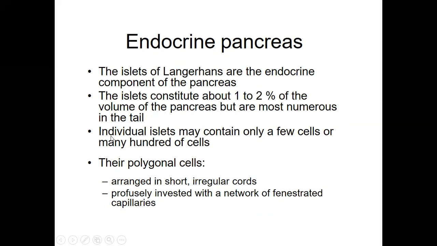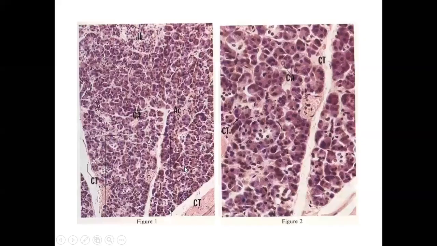The individual islet may contain only a few cells or may contain hundreds of cells. Their shape is polygonal, meaning they have multiple sides. They are arranged in short irregular cords and profusely invested with a network of fenestrated capillaries.